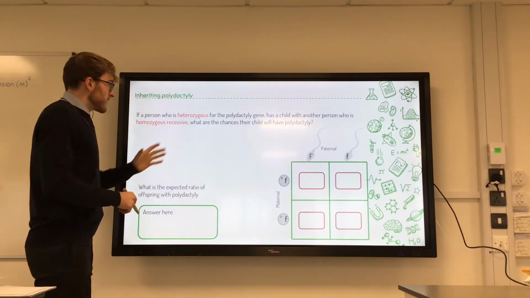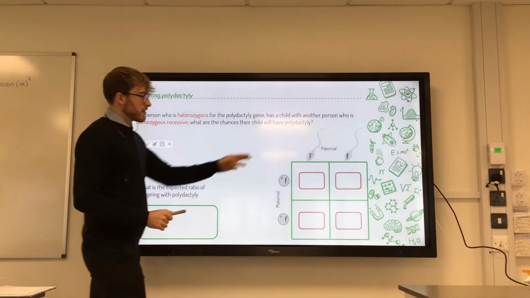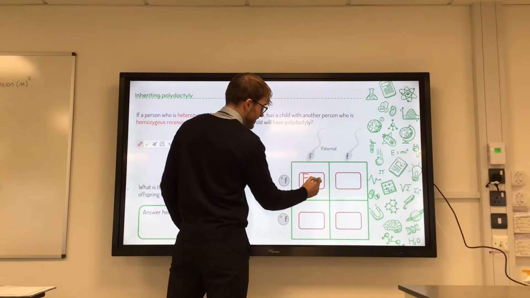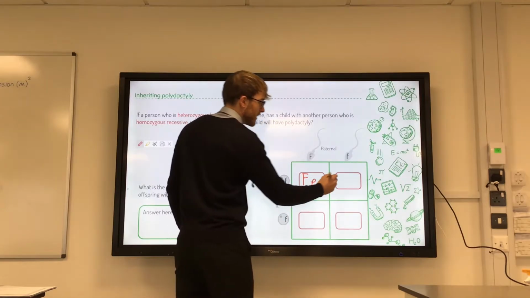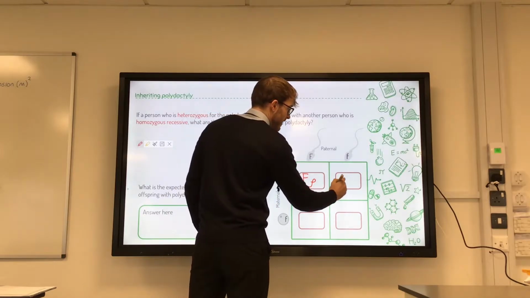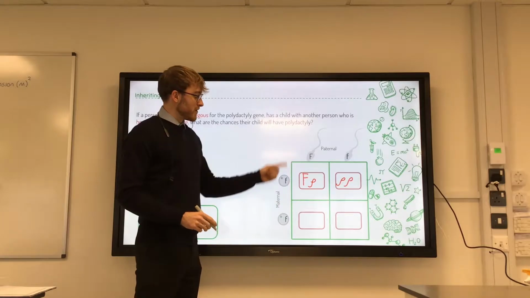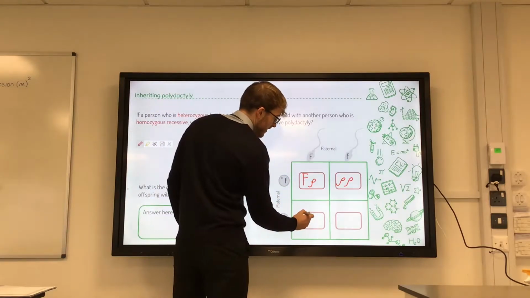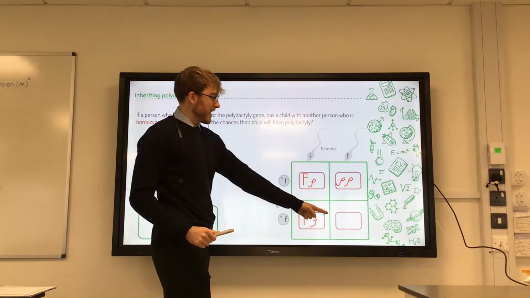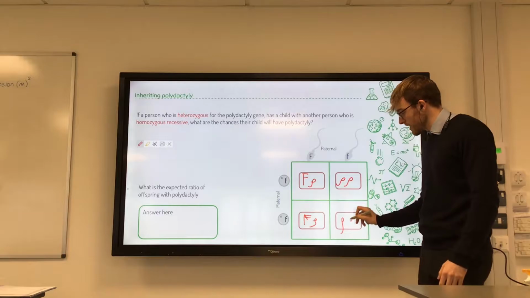So then you just connect them as if sperm meets egg. So the sperm meets this egg, it would be dominant and recessive, or heterozygous. Here we have a recessive sperm meeting a recessive egg, so it's homozygous recessive. Here we have a dominant sperm meeting a recessive egg, so it's heterozygous. And then finally here we have two recessives, so this one is going to be homozygous recessive.